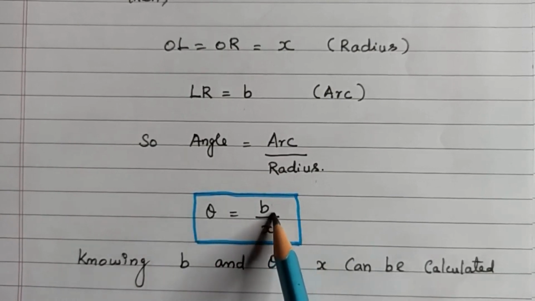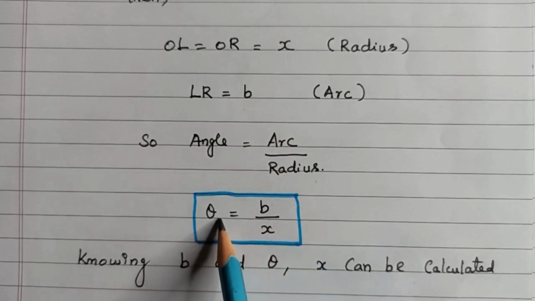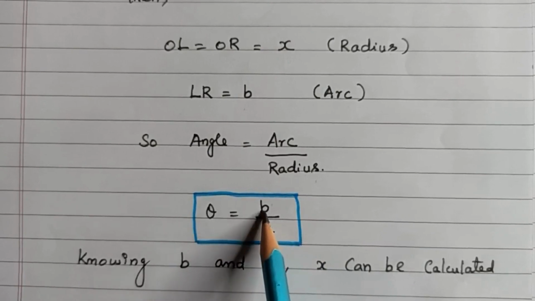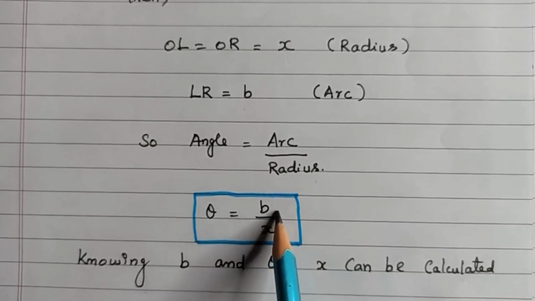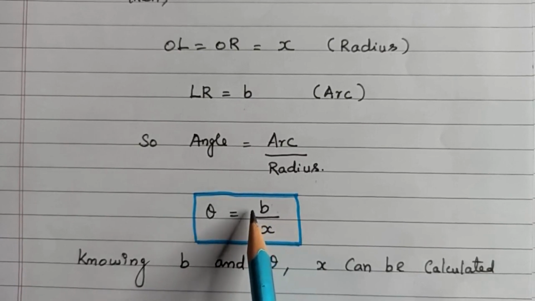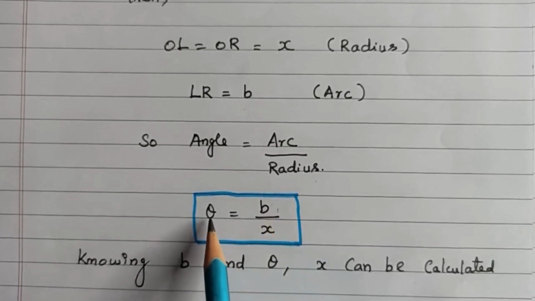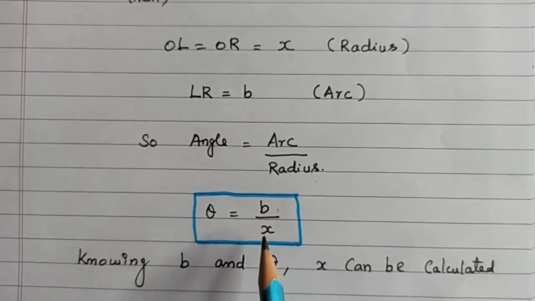Suppose we know the value of B and we know the value of theta, then X can be calculated. What is X? X is the radius. And what is B? B is the distance between the two points of observation. So if we know the distance between the two points of observation, and if we know the value of theta, we can find the value of X. What is X? X is the distance of the object.